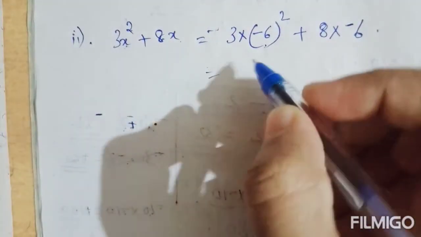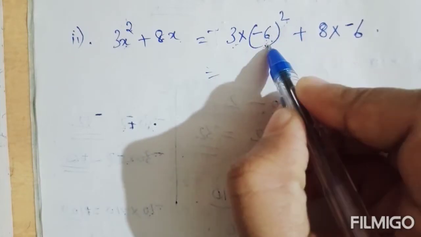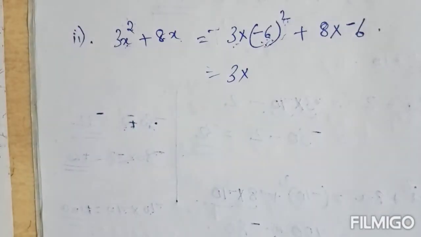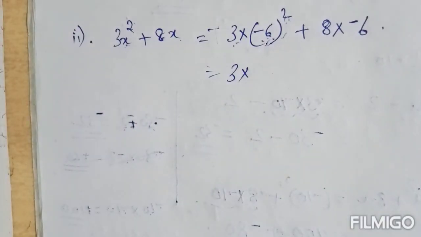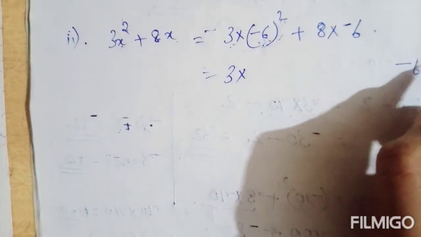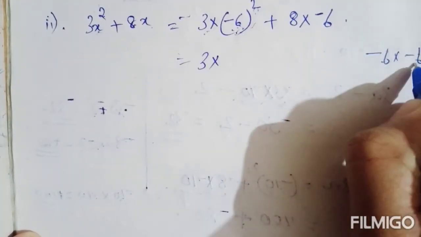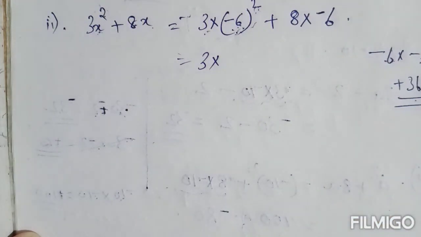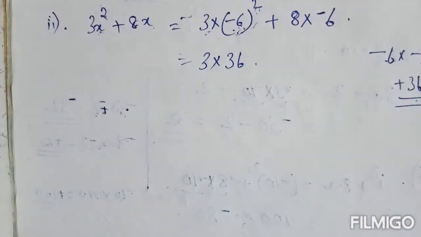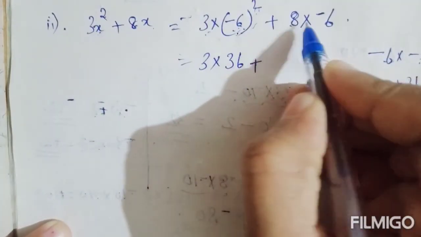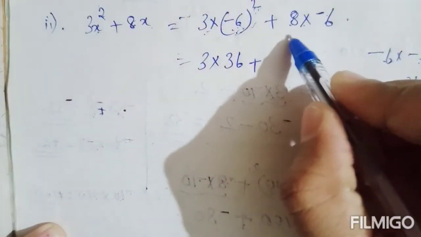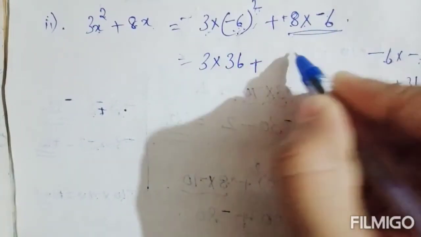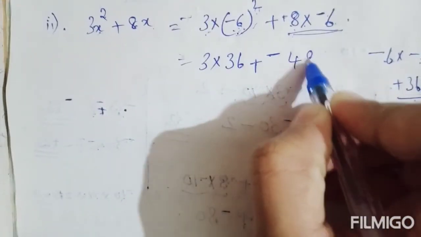So here before doing multiplication we have to find the square. 3 into minus 6 whole square, that is minus 6 into minus 6. Negative into negative, it is positive. 6 into 6, 36. Positive 36, or you can simply write 36. Plus 8 into minus 6, that you can multiply. 8 into minus 6, positive into negative, it is negative. 8 into 6, it is 48.